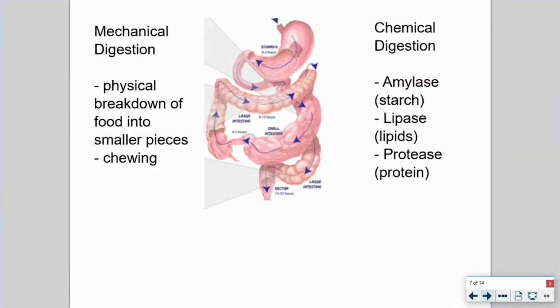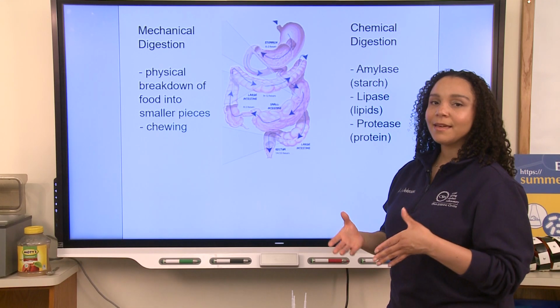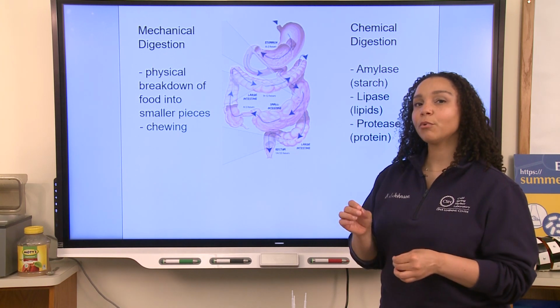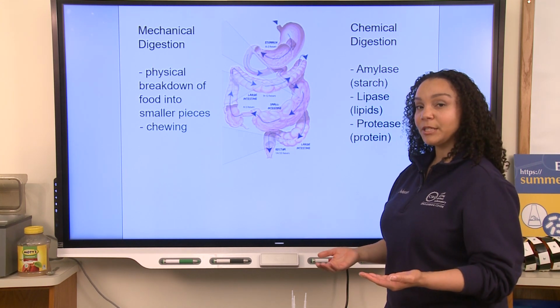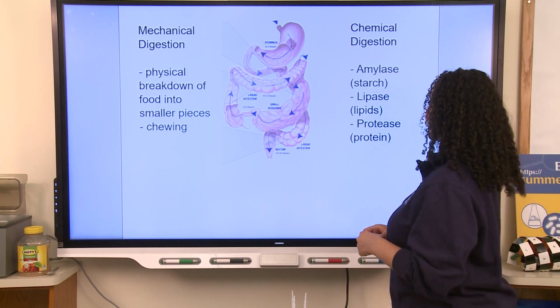And examples of this are amylase. And amylase is the enzyme that breaks down and acts on starch. There's lipase, which breaks down lipids. And there's proteases, which, as their name suggests, breaks down proteins.